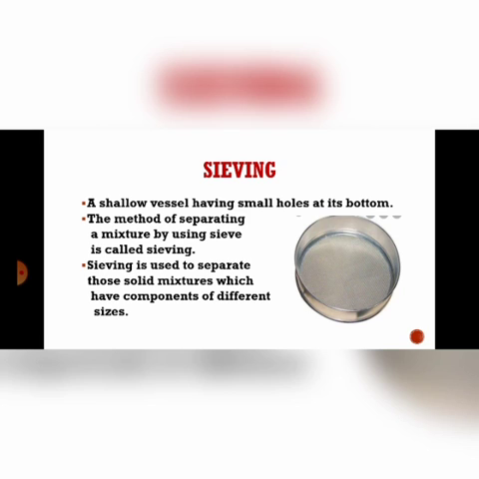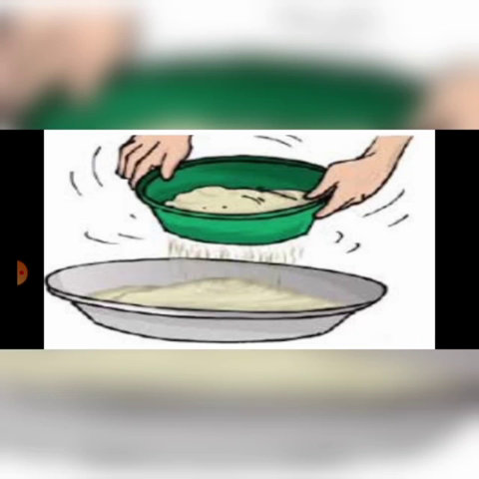It contains wheat bran and small stones also. When we try to separate these components from wheat, then we use sieving. Bigger particles remain in the sieve and smaller particles go down and collect in a vessel kept below. See, this is how sieving is done.